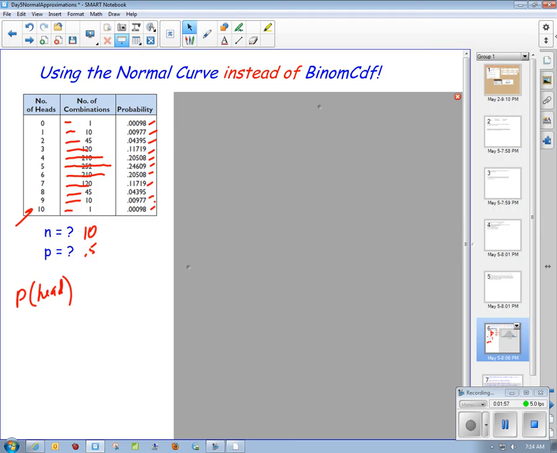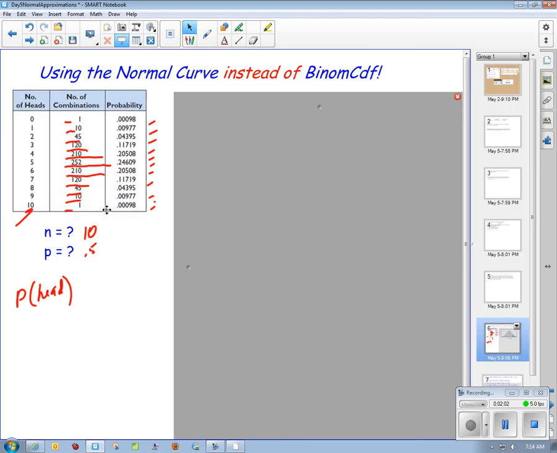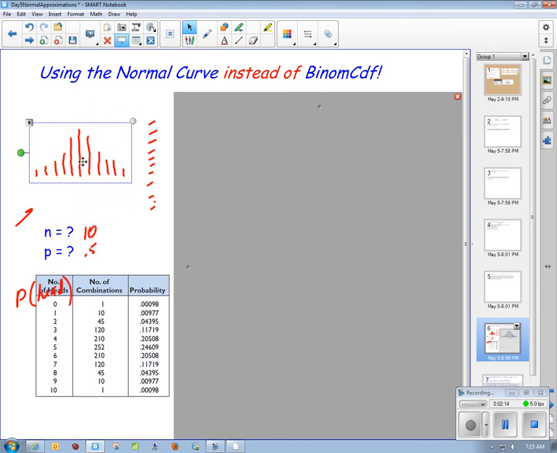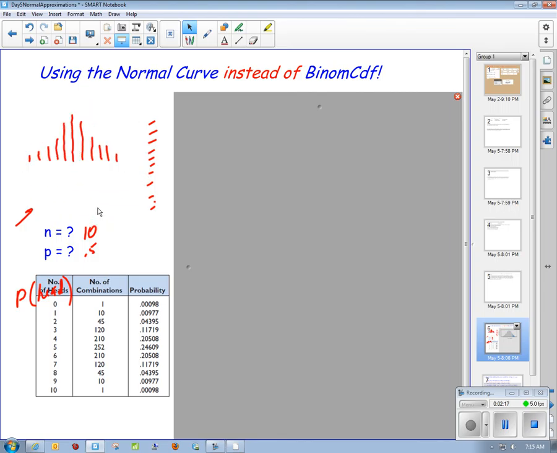What I'm going to do is turn all of those red lines sideways. Let me grab them first. Grab all those lines. I'm going to group them. I'm going to turn them sideways. And when you turn them sideways, you should be recognizing the pattern that appears there. What we actually have when we look at the tops of those red lines is something that approximates a normal curve. So I can use that normal distribution instead of the binom CDF to calculate any one of those probability numbers.